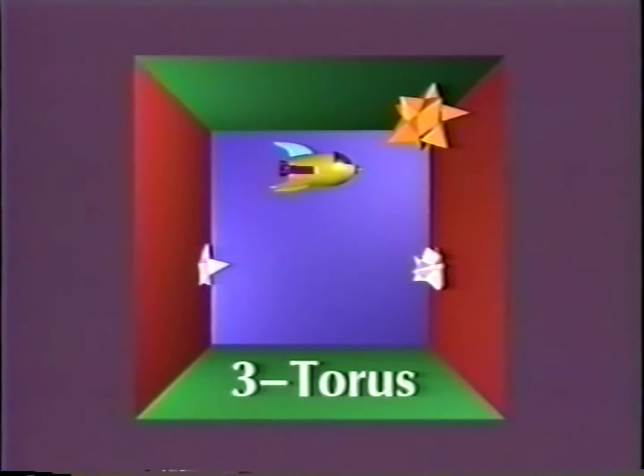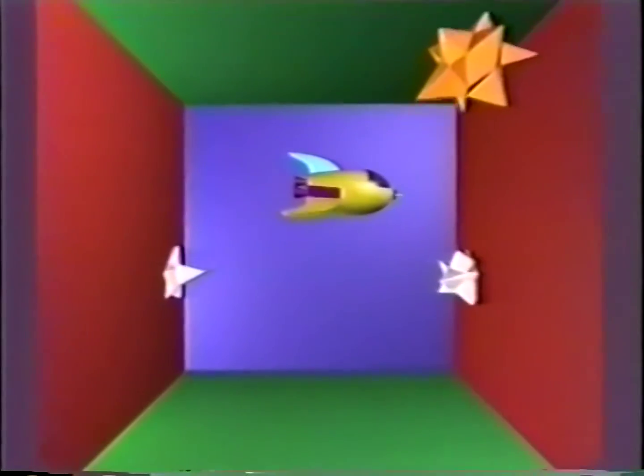We glue the top and bottom. And finally glue the back to the front. Now the space has no boundary and the ship can travel in any direction. This space is called a 3 torus. Let's ride the spaceship inside the 3 torus.